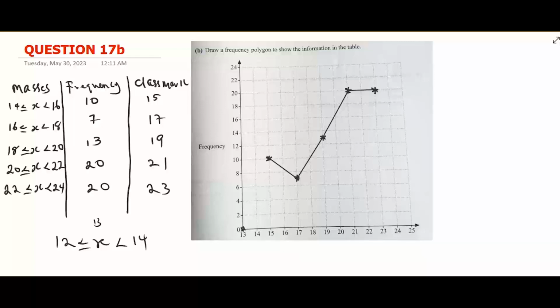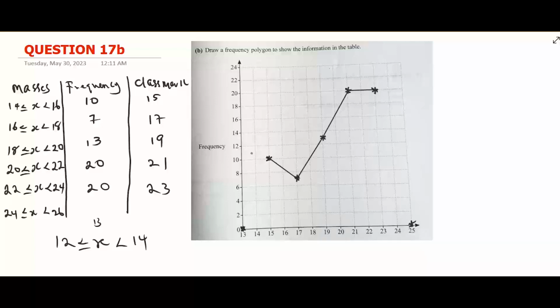So when it is 13, the frequency is what? 0. Okay, so after 22 and then 24, there should be another range there. It will be 24 less than or equals to x, and x less than 26. So that the middle number will now be 25 here. And the frequency will be 0. So that means there should be another point here.